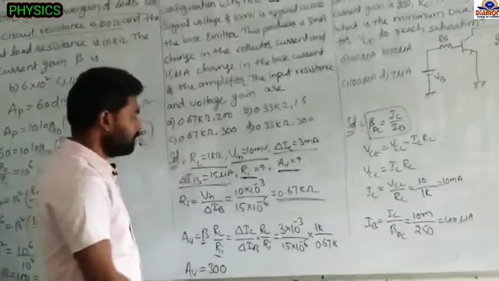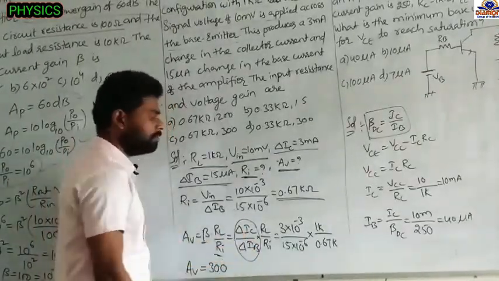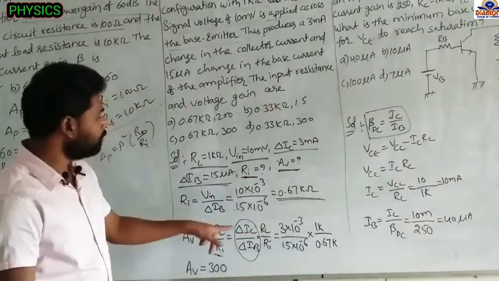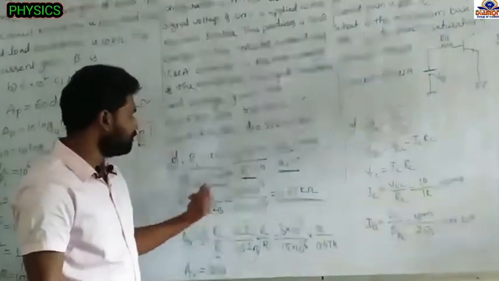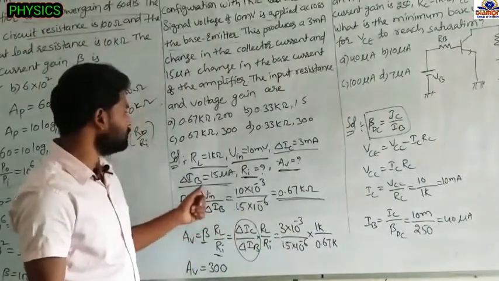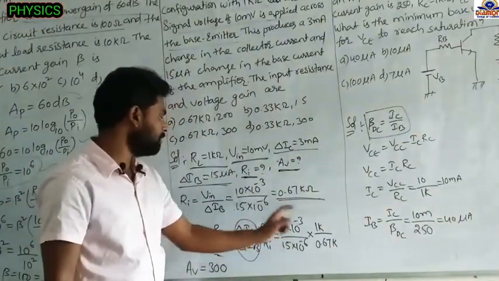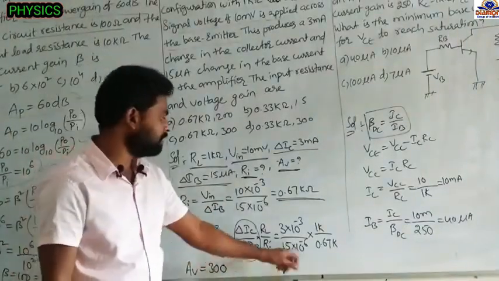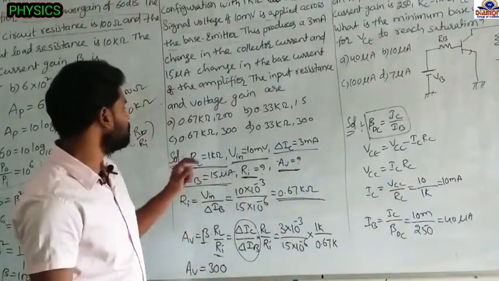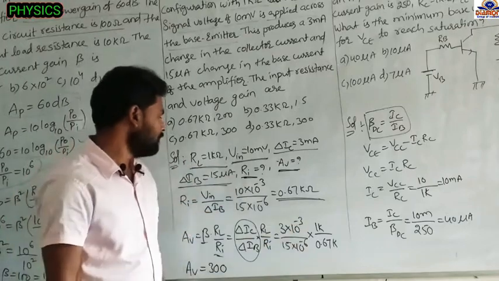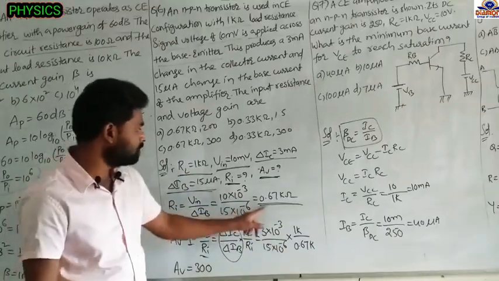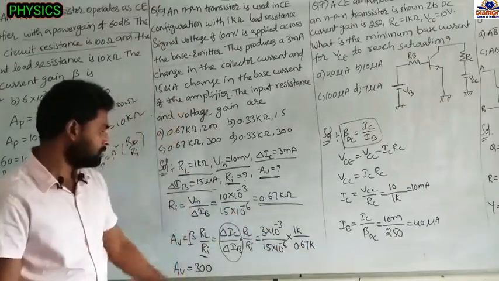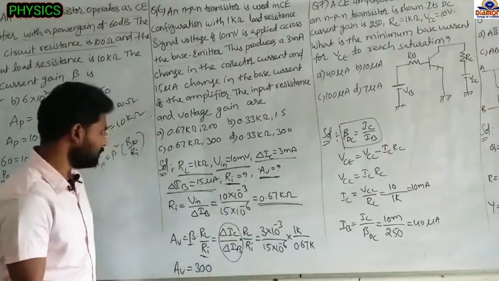The formula for current gain is output current by input current, into RL by RA. The change in output current is given, and the change in input current is given. The change in output current is IC equal to 3 milliamperes, 3 into 10 power minus 3. The change in input current is 15 microamperes, 15 into 10 power minus 6. Output resistance RL equals 1 kilo ohm, and the input resistance we found already is 0.67 kilo ohm. So simplify it and we will get the answer.